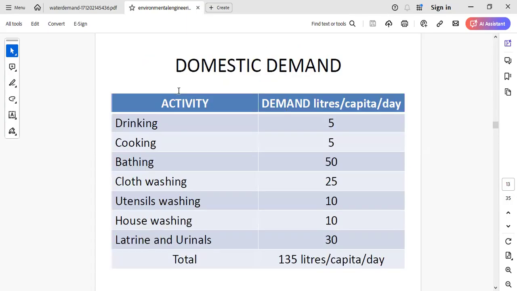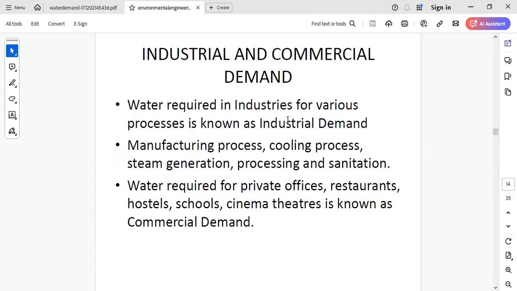Here you can see industrial and commercial demand. So water is required for various industries depending upon the manufacturing process, cooling process, and steam generation. So where the water is required, it varies from industry to industry. And water is required for private offices, restaurants, hostels, schools, cinema theaters, as commercial demand. So industrial demand means water required by industry for various purposes and commercial demand means the public-use places.